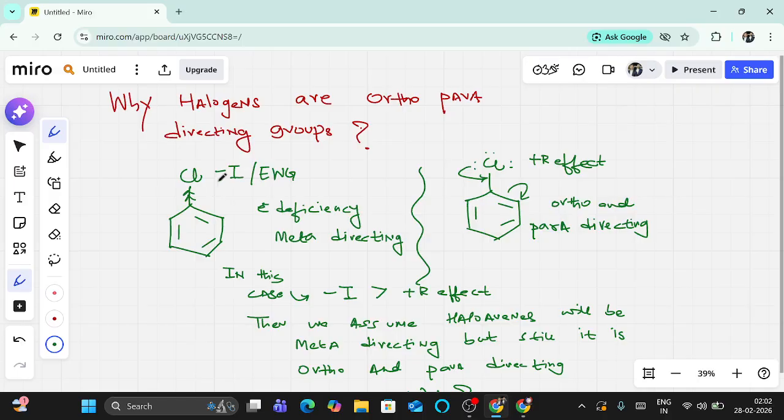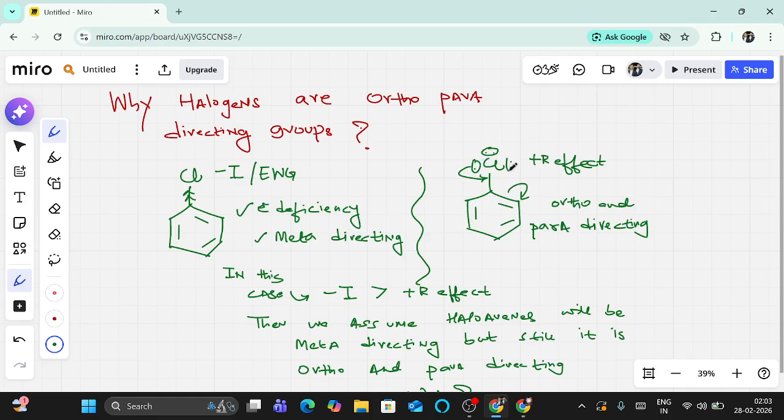I have taken the example of chlorobenzene. You can see its first behavior. Since chlorine is an electron withdrawing group, that means it causes minus I. So it makes the ring electron deficient, okay? Due to this, it will show meta-directing behavior. That means when electrophilic substitution happens, the electrophile will go to the meta position. It also shows another behavior because it has three lone pairs.